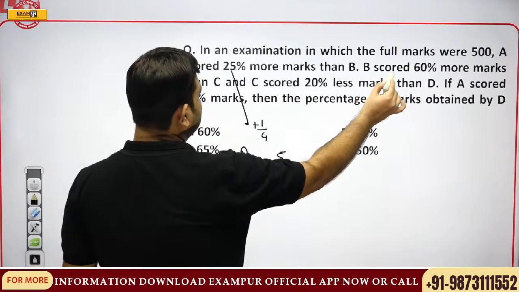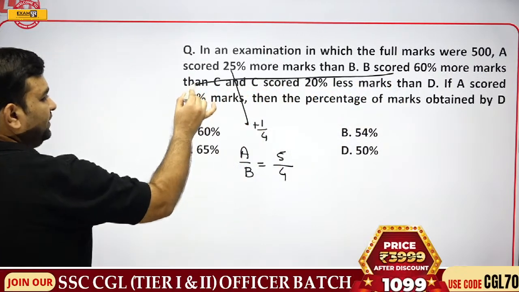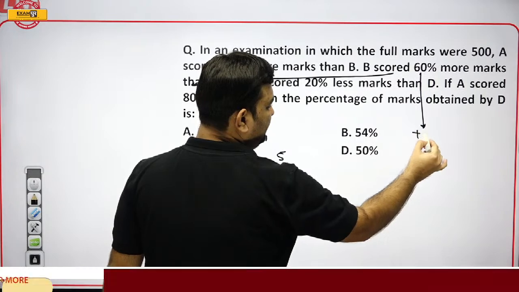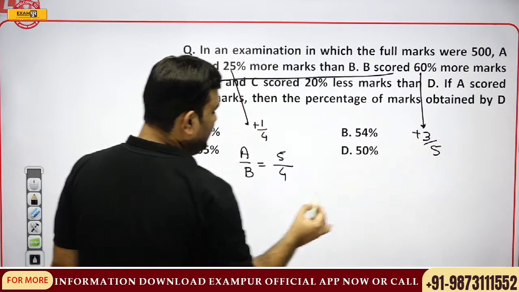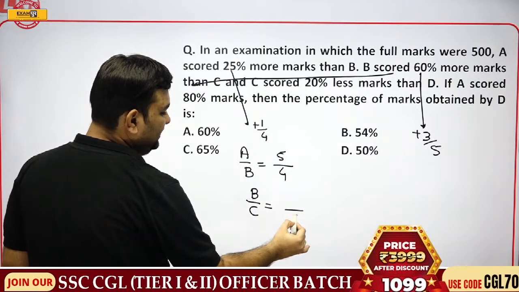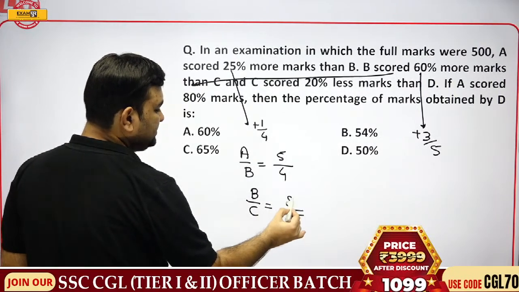B scores 60% more than C. 60% is 3 by 5. So B is scoring 3 more than 5. So if C scores 5, then B scores 8.